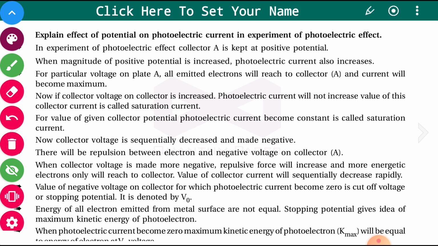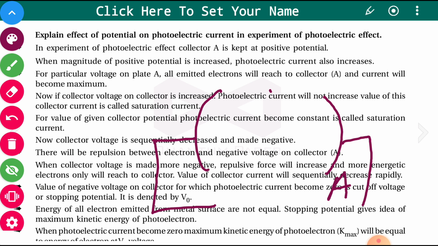When the magnitude of positive potential is increased, photoelectric current also increases because it attracts more electrons towards it. For a particular voltage on plate A, all emitted electrons will reach the collector and current will become maximum. Say for example, here you are increasing the potential on this collector A. Now you have increased the potential. Say for example, you have joined the battery here. With the help of a commutator that can be done. So here positive potential is there, you are changing it with the help of a rheostat.